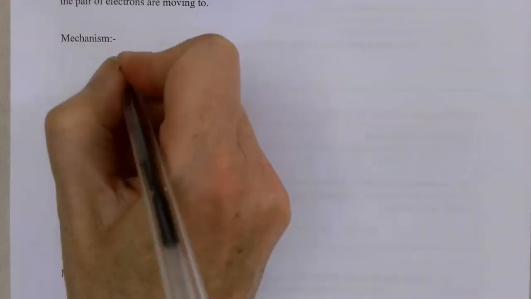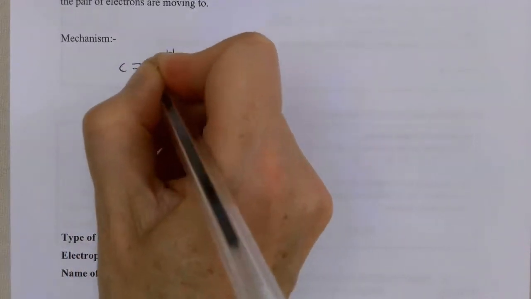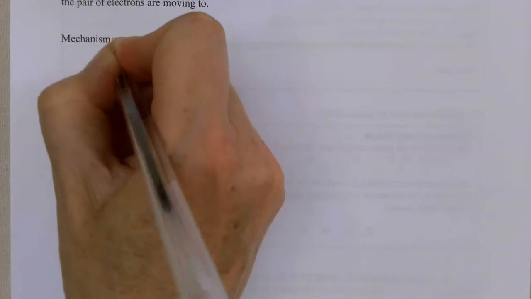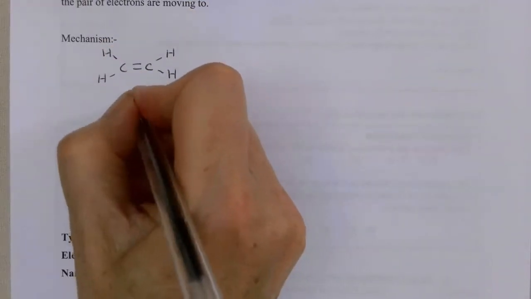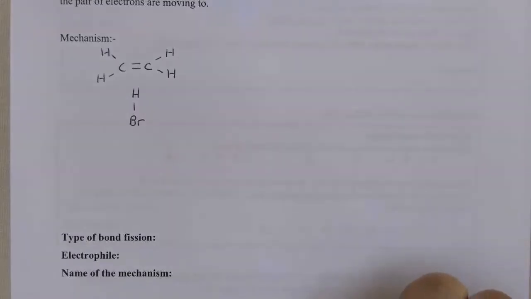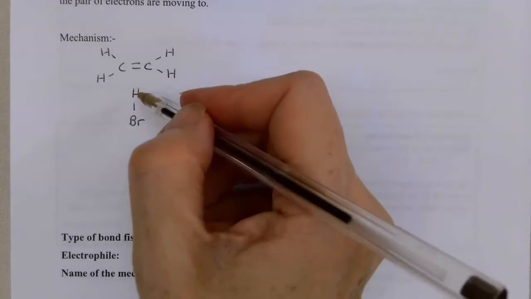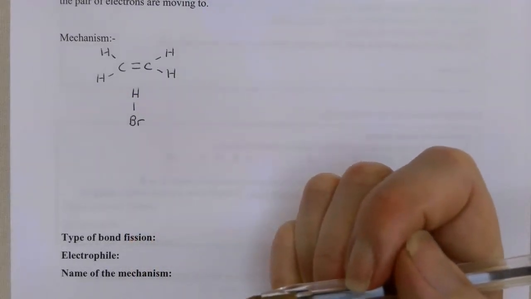So let's look in detail at the mechanism for hydrogen bromide and ethene. So we're going to start with our ethene molecule, and we're going to bring up our hydrogen bromide. Now it's important that you orientate this the right way round. In other words, that it's the hydrogen that's pointing towards the carbon-carbon double bond.